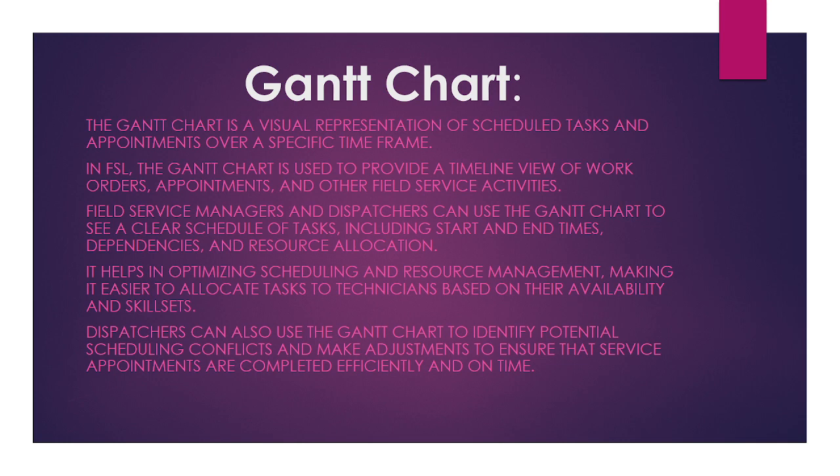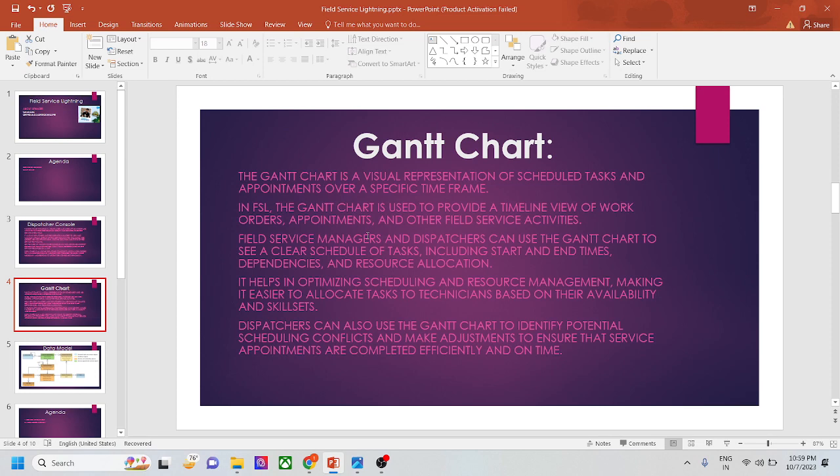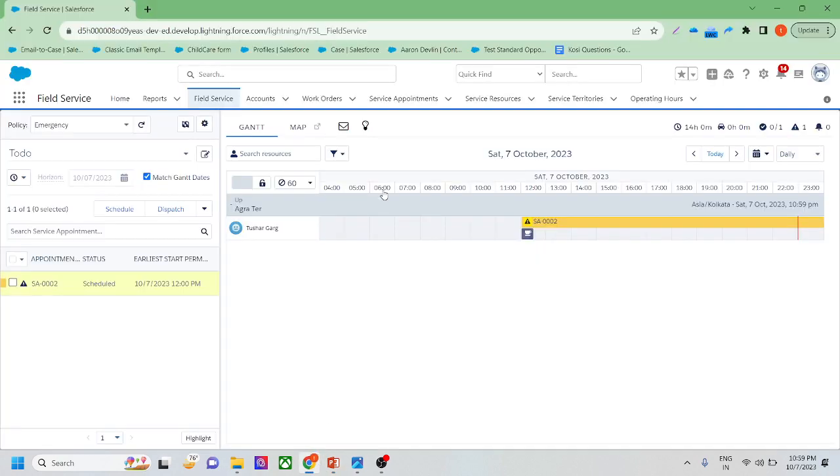The Gantt chart is a part of the dispatcher console. In the Gantt chart also, you can see which appointments each service resource works on. Think I am a service resource. I am Tushar Garg, a service resource, and I am working on two appointments. As a dispatcher, I can see that this particular resource is working on two appointments, and at which time. So let's come to the demo part so that it is more clear.